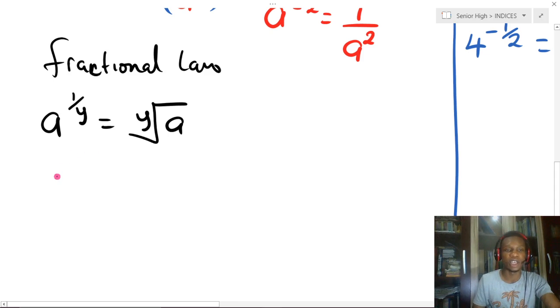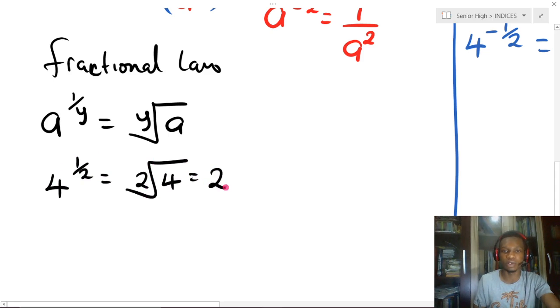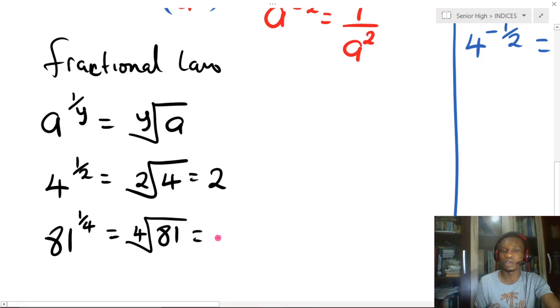For instance, if we're given 4 raised to the power of 1 over 2, it's like saying just giving the square root of 4, which is equal to 2. Is that okay? So another example, if we're given, let's say, 81 raised to 1 over 4, it is like saying the 4th root of 81, which is also the same thing as writing 3, because we know that 3 multiplying 3 in 4 places will give us 81.